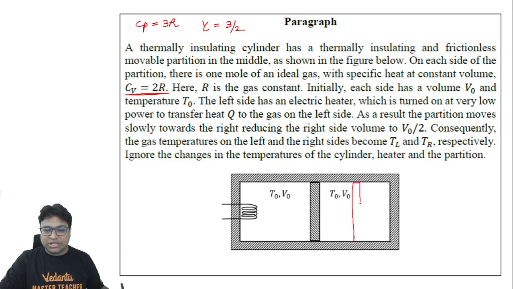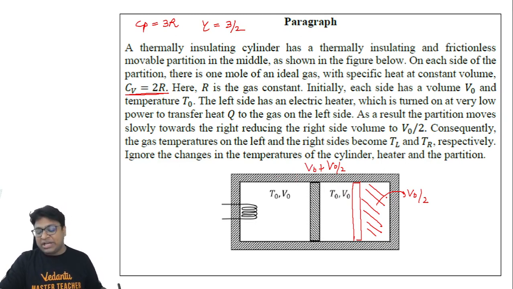Okay, and this piston or the partition has been shifted by V naught by 2, which means that the volume of the gas in the right half will become V naught by 2, and the volume of the gas in the left half will become V naught plus V naught by 2. So that would be 3 V naught by 2. Now for the gas in the right chamber, it has undergone an adiabatic compression process. So we are going to make use of that to find out the temperature here.